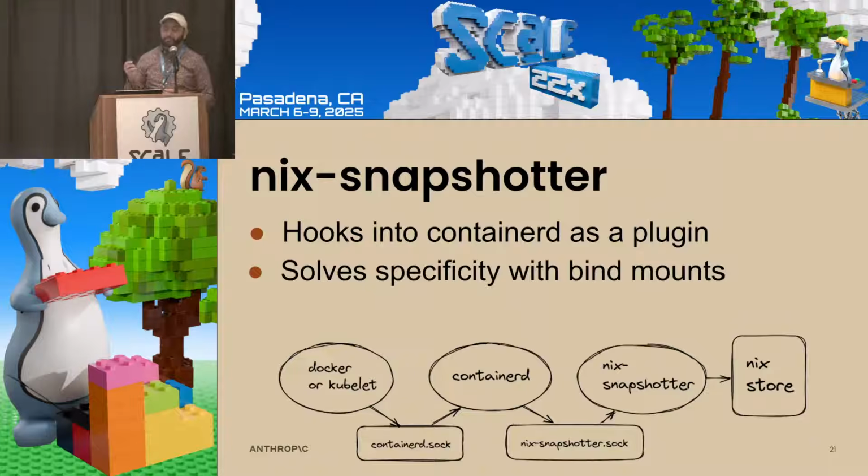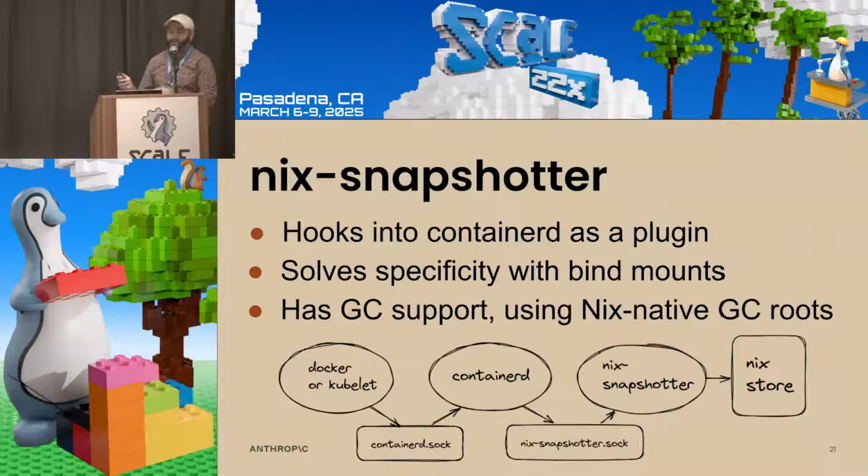The first one being specificity. Nix snapshotter will use bind mounts so that it will only bind mount the specific paths that you requested in your image definition into the file system that it sets up for the container. And so even though other paths may be cached on the node, only the paths that you requested will be available inside your container. It also has garbage collection support because it's hooked into Containerd.